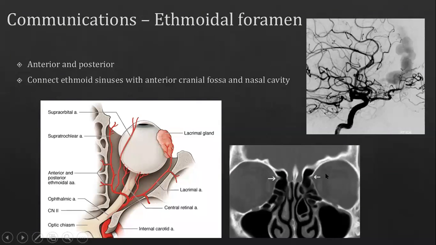So the globe is going to be here, the ophthalmic artery is going to be behind the globe, and the medial branches, the ethmoidal branches, will go through these ethmoidal canals, supply the ethmoid, but will also penetrate through and supply the midline falx and the adjacent meninges. So these are the ethmoidal canals and the ethmoidal arteries.